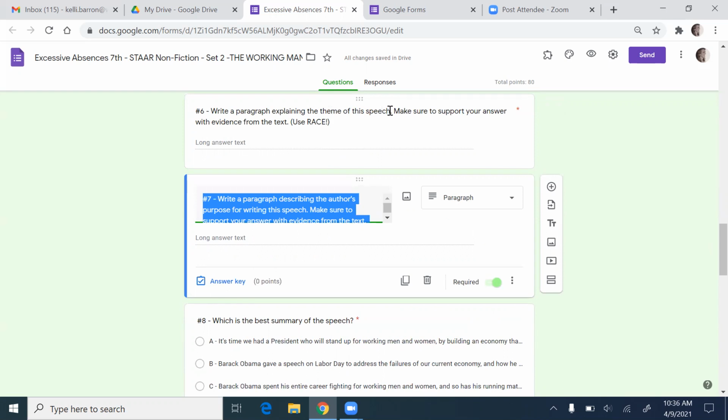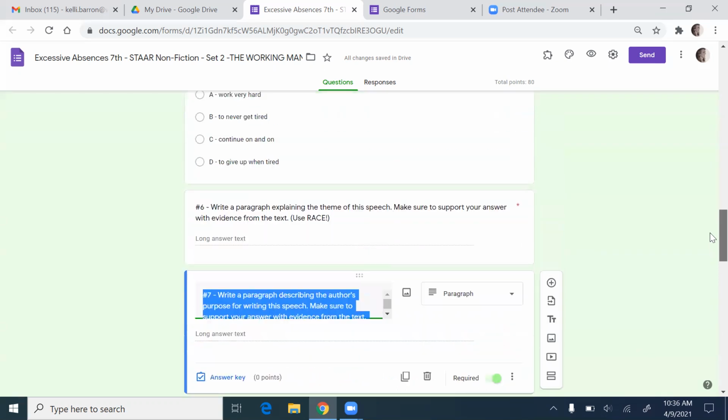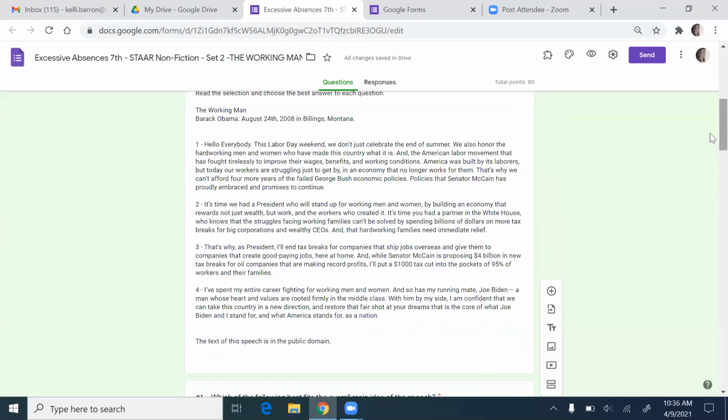The theme of this speech is, see how they're restating the question? Okay, so the theme of this speech is, now let's answer it. We're going to do the A. So we go back, we read the whole speech. And what we're going to get is something similar to the main idea, but the theme is the lesson we're supposed to learn from it. So if they miss that, remember that the theme is the message of the speech. The message of the speech is that Obama and Biden care about the working man and are going to try to help middle-class people have a better life.